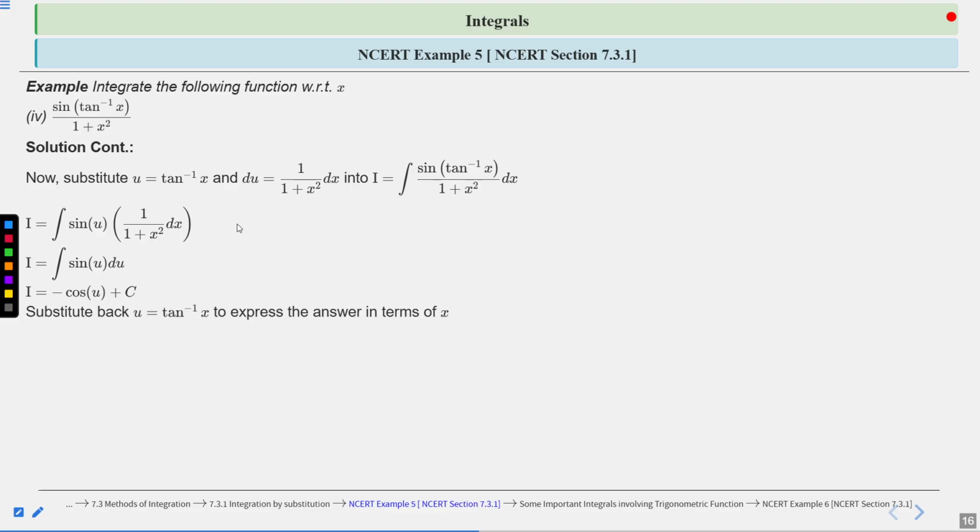Clear? Substitute back u is equal to tan inverse x to express the answer in terms of x. What will we get? I is equal to minus cos tan inverse x plus c, okay? Got it?